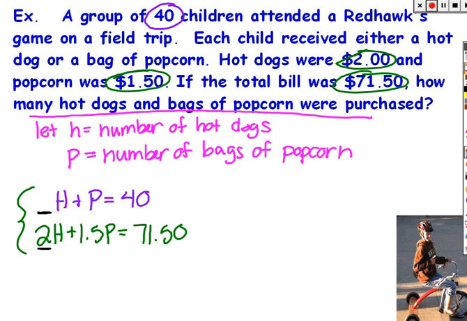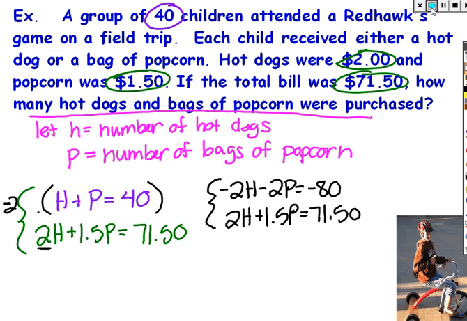So I'm going to multiply that top equation by -2. Then I'd be at this point. The h's would cancel if I add. -2 plus 1.5 would be -1/2. So -1/2 p. And -80 plus 71.50 would be -8.5.